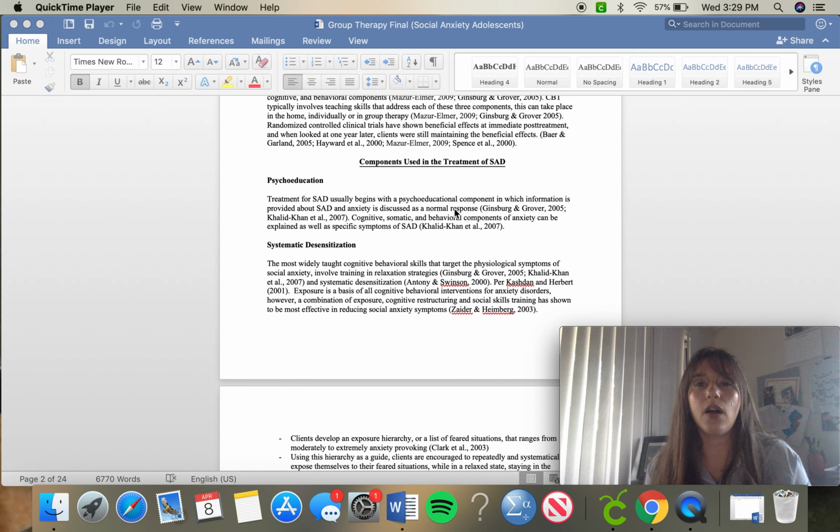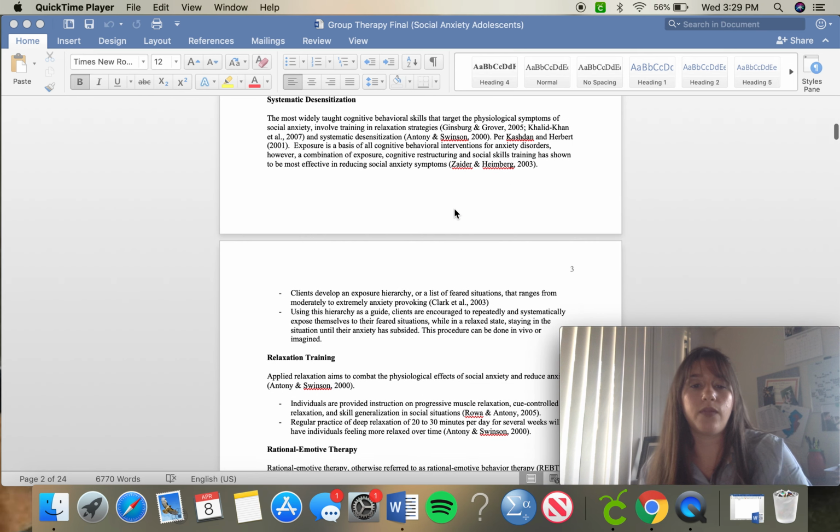Next, we have systematic desensitization. It's a widely taught cognitive behavioral skill, and it targets physiological symptoms of social anxiety, and then training in relaxation strategies. So clients will typically develop a hierarchy or a list of feared situations from moderate to extreme, and then they'll slowly go up this hierarchy, exposing themselves one by one and gradually working their way up to their more extreme fears.